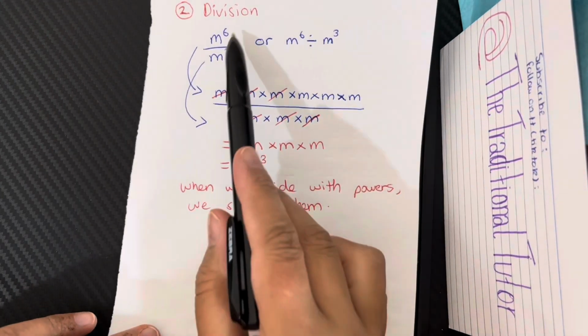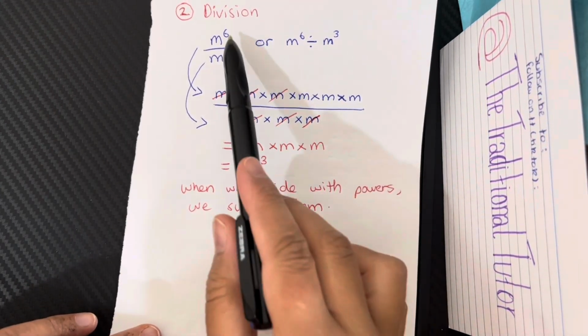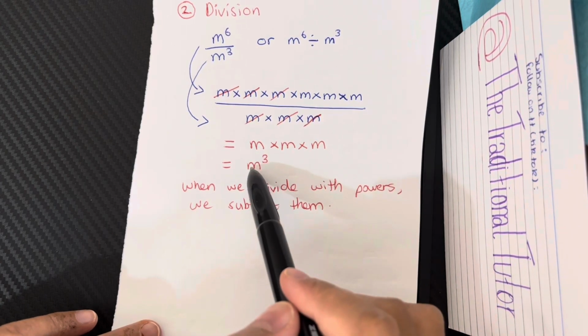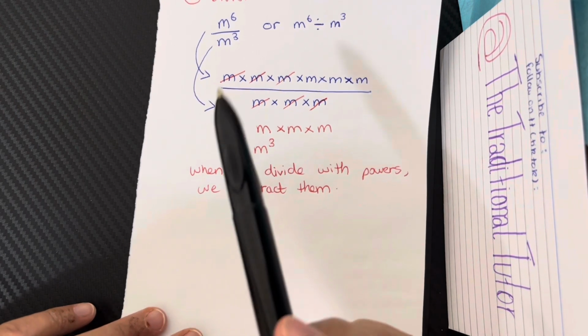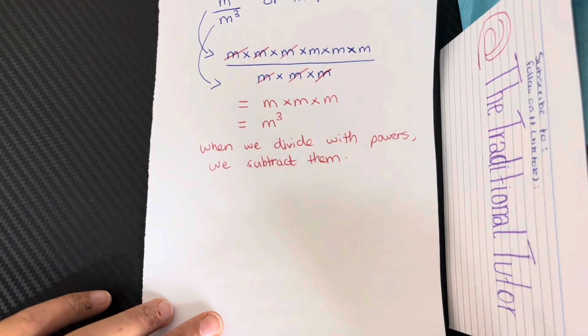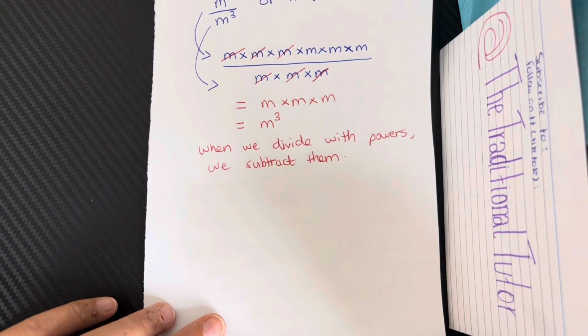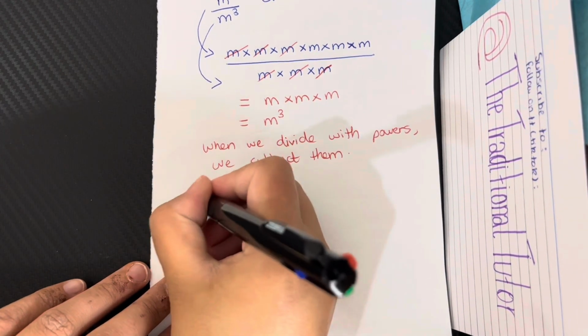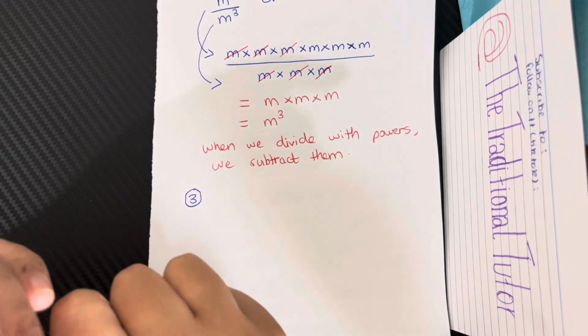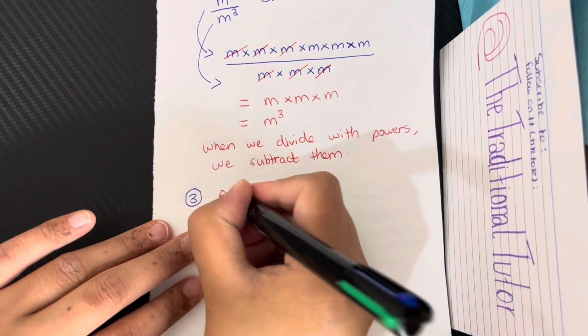Okay, so it just basically means that instead of writing it out like this, we could just do 6 minus 3, that would give us m cubed. Okay, and then now we'll take a look at the third rule, which is to do with brackets.